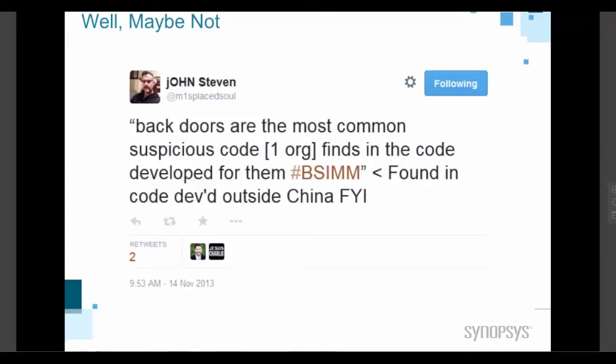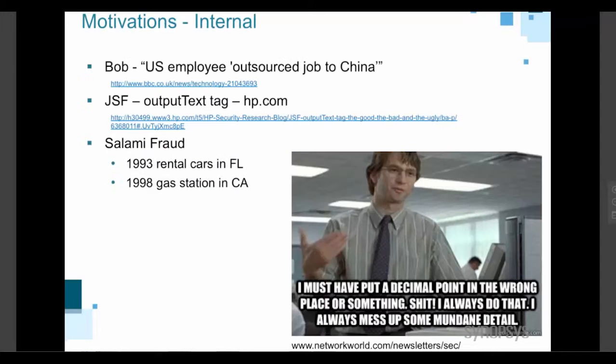My suspicion on this, let's put it that way, would be that these were internal backdoors that are left in the code. So employees within your organization, possibly disgruntled employees, who are causing this issue. So let's talk about those internal motivations.